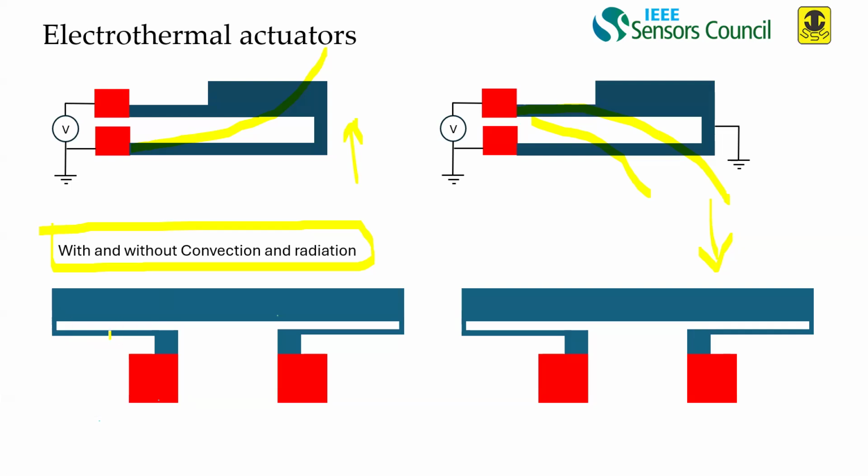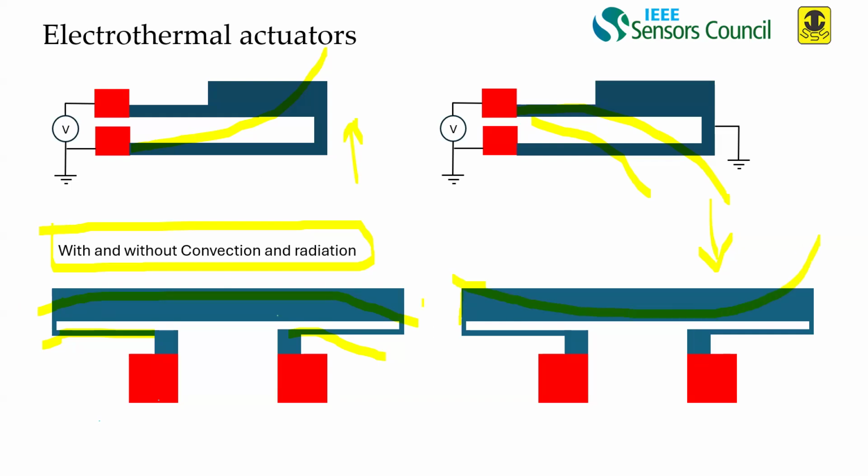It will deform in this manner. Without convection or radiation, there won't be any heat transfer from this body to the outside surroundings. But if you consider convection or radiation, where the heat will be passing from each boundary, it will deform like this.